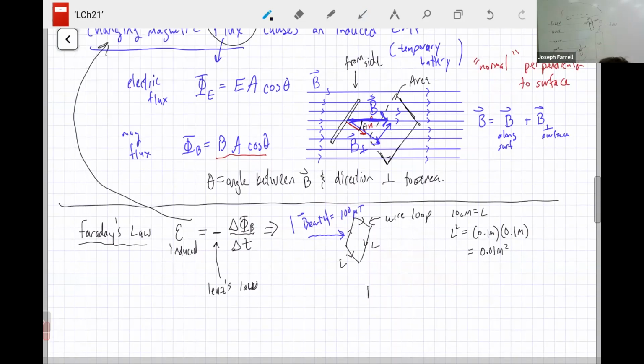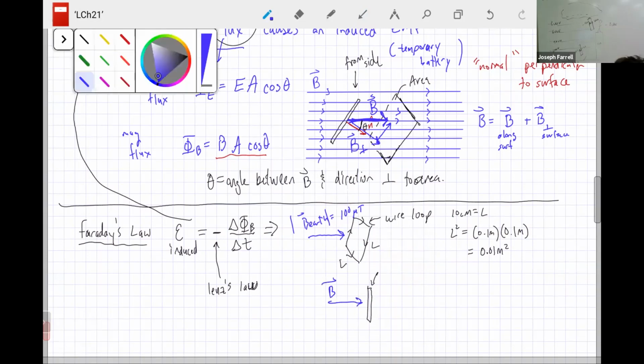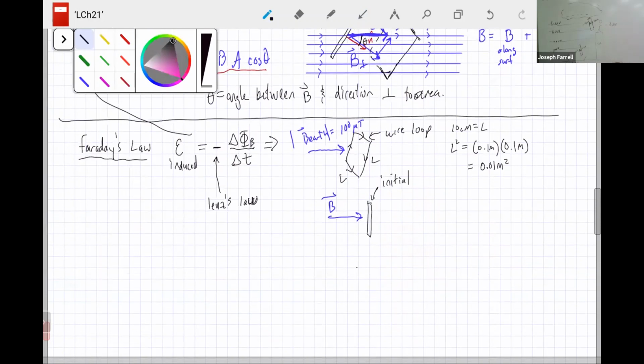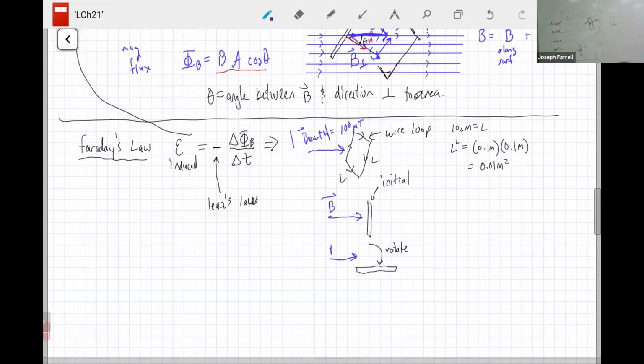Let's say this is the initial. So B is going, say again, B is going like this, and say I have my initial state, and then I quickly rotate it. So I rotate down, and so then we've got a final state. So I rotated. So what did I do? I changed the magnetic flux, because the initial magnetic flux was my B times the area. And in this case, theta is 0, just for simplicity.